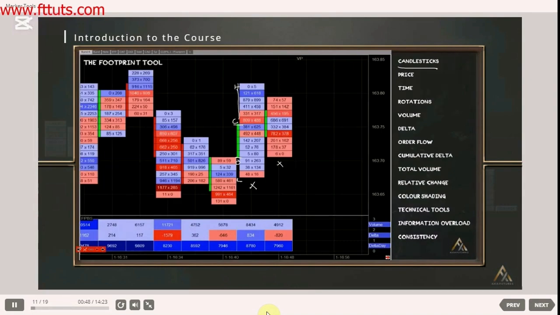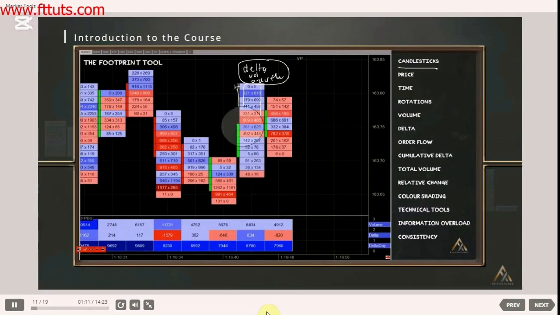However, what we cannot see is all this information in between, which is known as delta or volume at each price or order flow. Okay, so by simply not having the footprint, you are discounting or losing out on a whole host of information that exists to market participants.